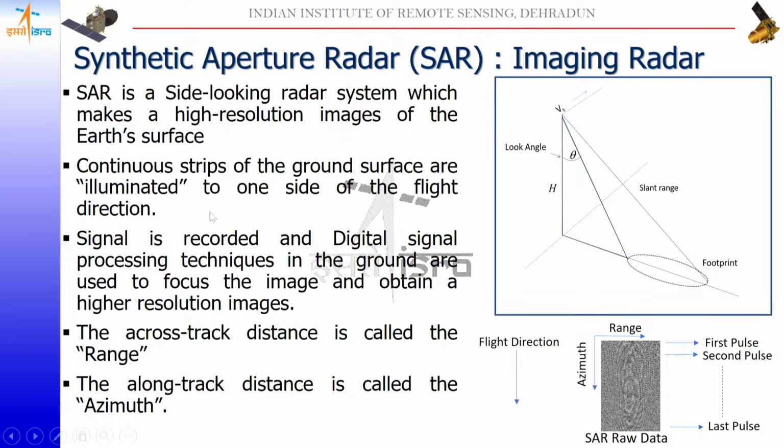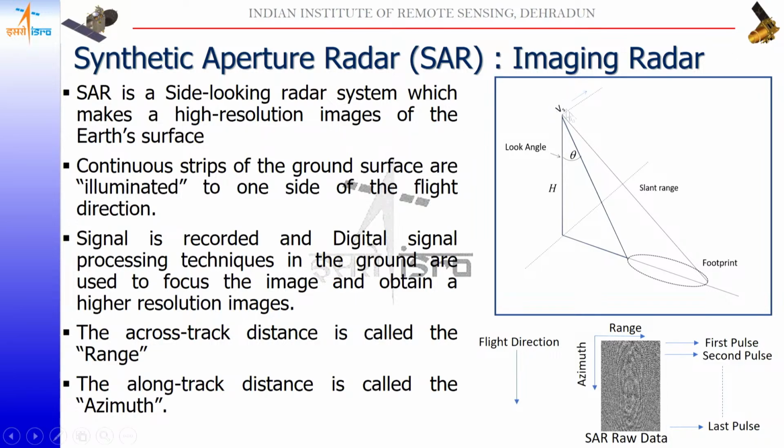So what is SAR? SAR is a side looking radar system which makes high resolution images of the earth surface. Continuous strips of the ground surface are illuminated to one side of the flight direction. Signal is recorded, and digital signal processing techniques on the ground are used to focus the image and obtain the high resolution image. The across track distance is called the range and the along track distance is called the azimuth.